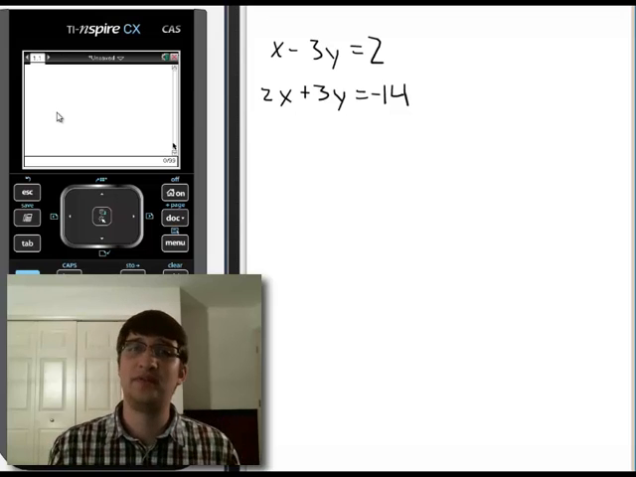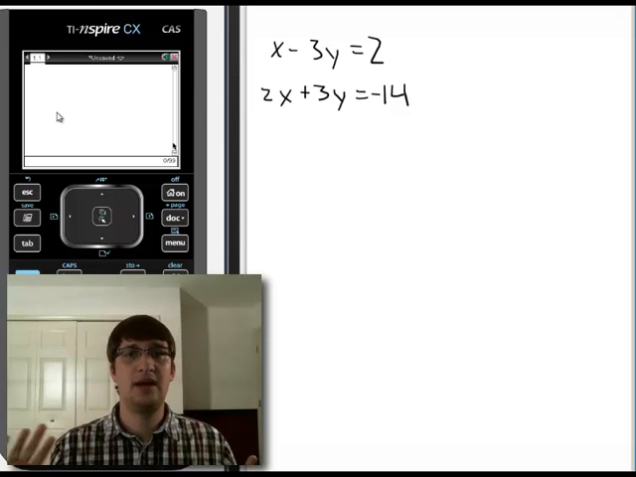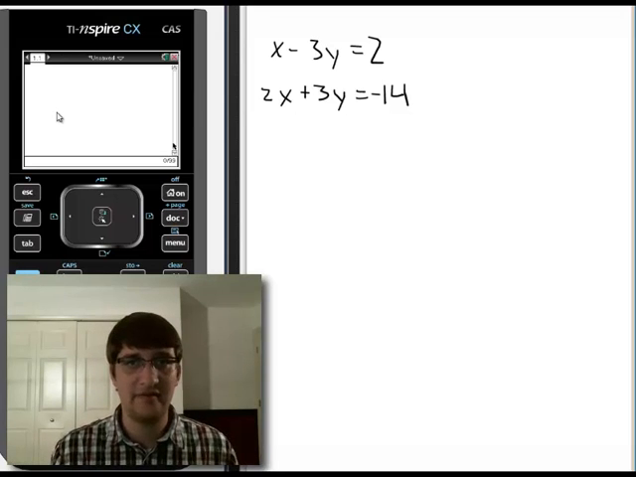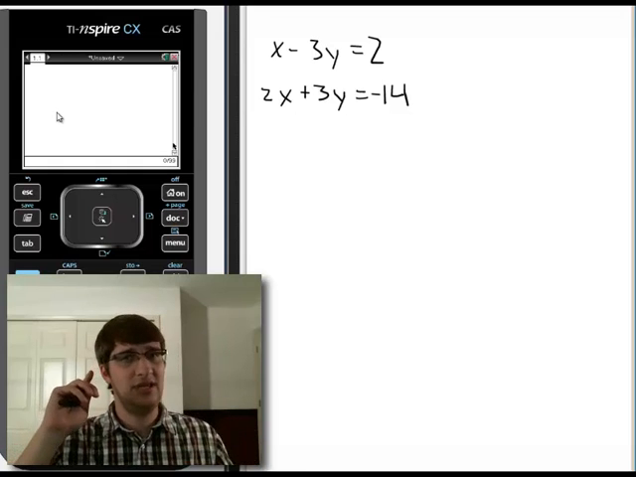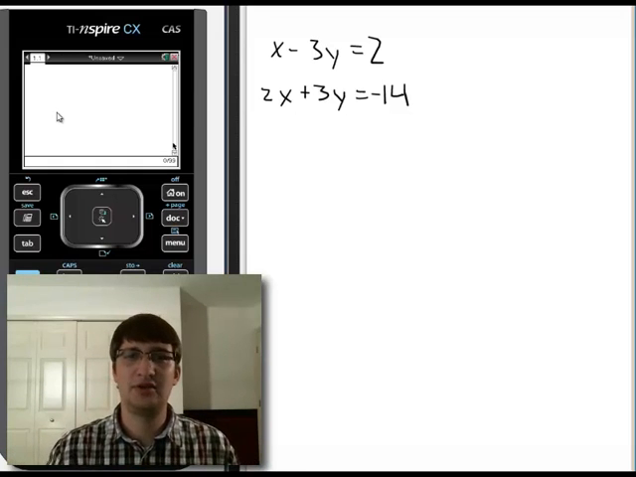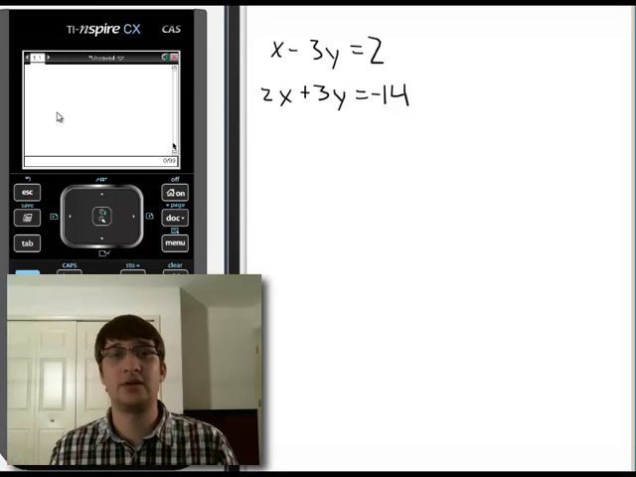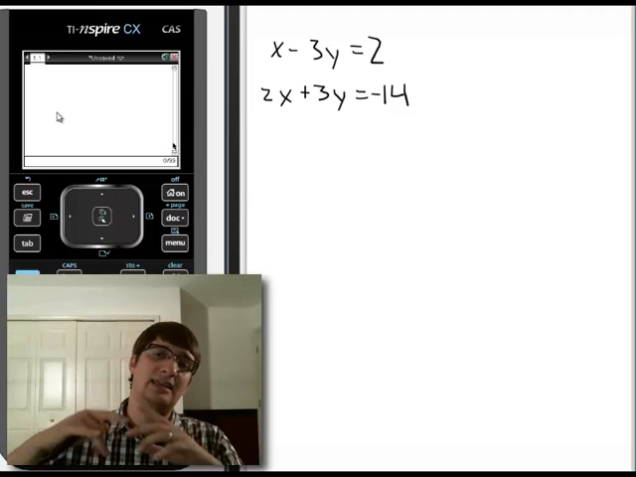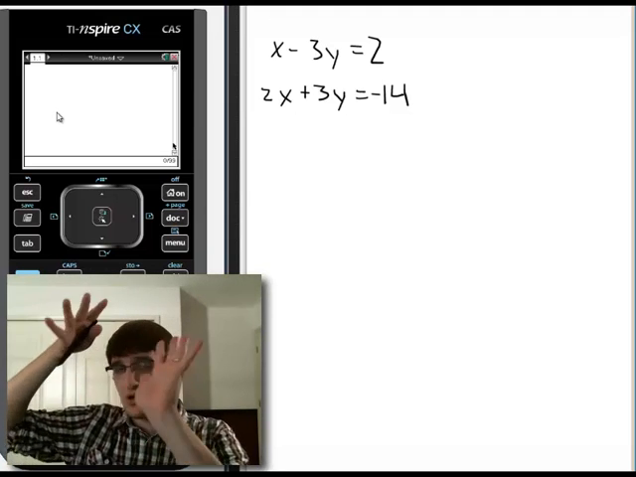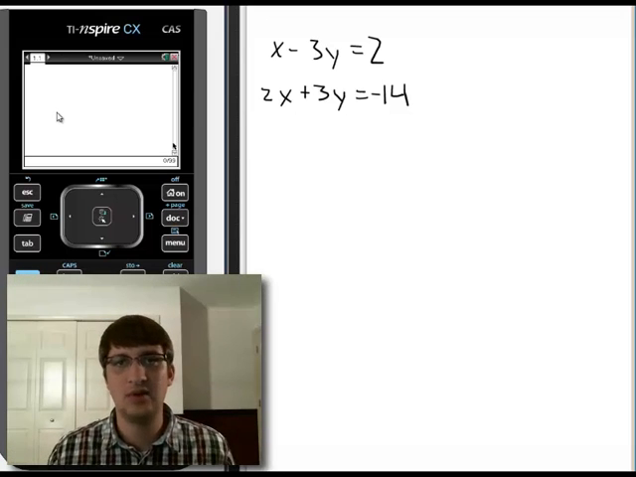I'm going to give you a quick review on how that works, starting with an easier problem and then working my way to probably the harder of the three examples that I'm going to show you today. So starting with the first one, you'll notice I got x minus 3y equals 2, and I got 2x plus 3y equals negative 14. You'll notice that the x's are in a column, the y's are in a column, and the numbers and the equal signs are all in a column. Very nice, okay? So everything's grouped up by column.